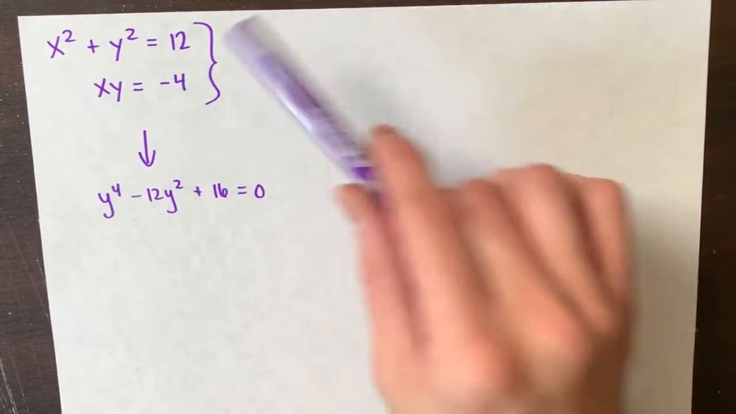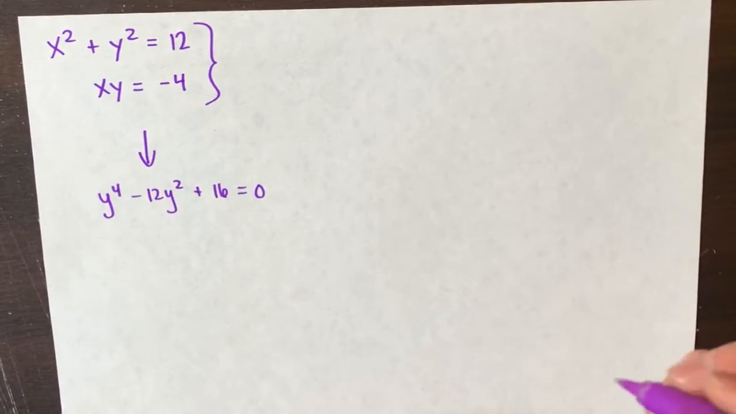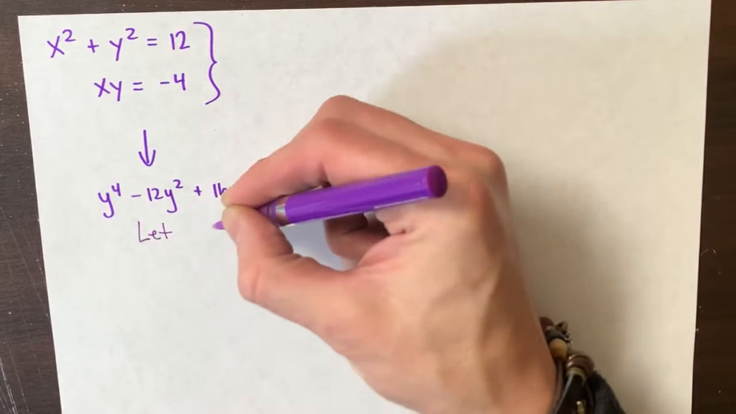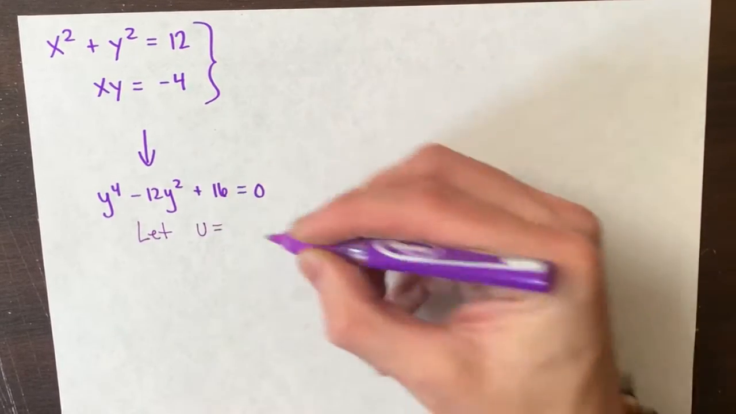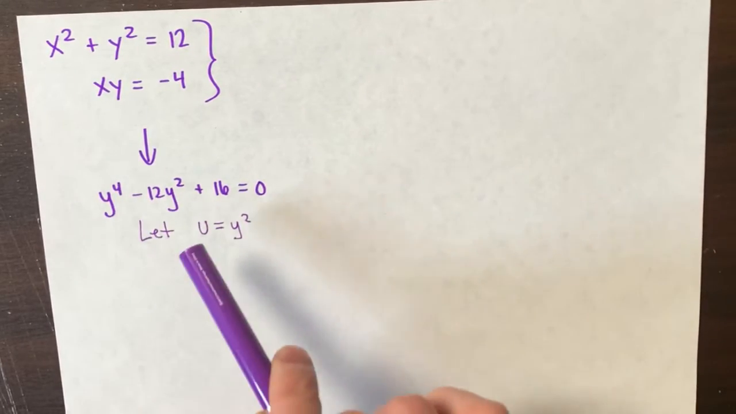So we're given this system and you have done a lot of math to get to that point. Now, here's one thing that you can do. You don't have to do this, but here's what I would probably recommend. I'm gonna make a u substitution. I'm gonna let u equal y squared. So I'm gonna rewrite this in terms of u.